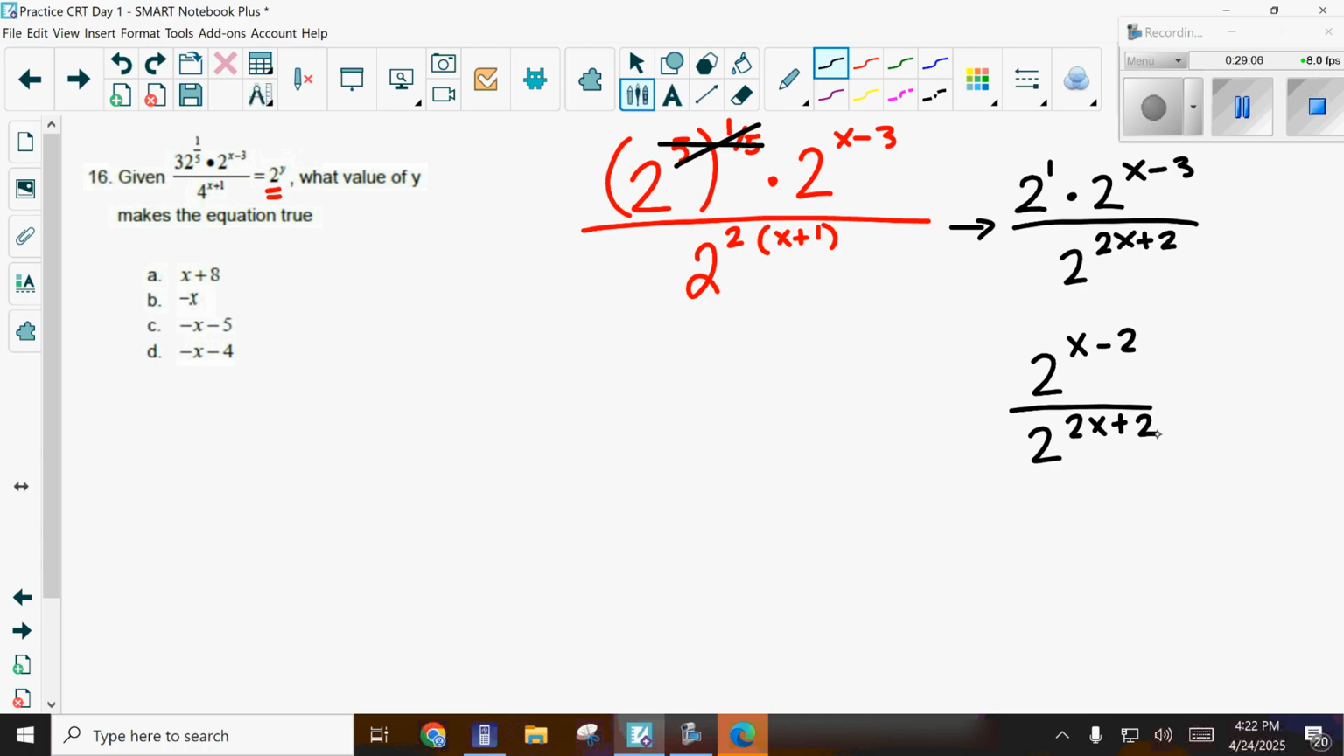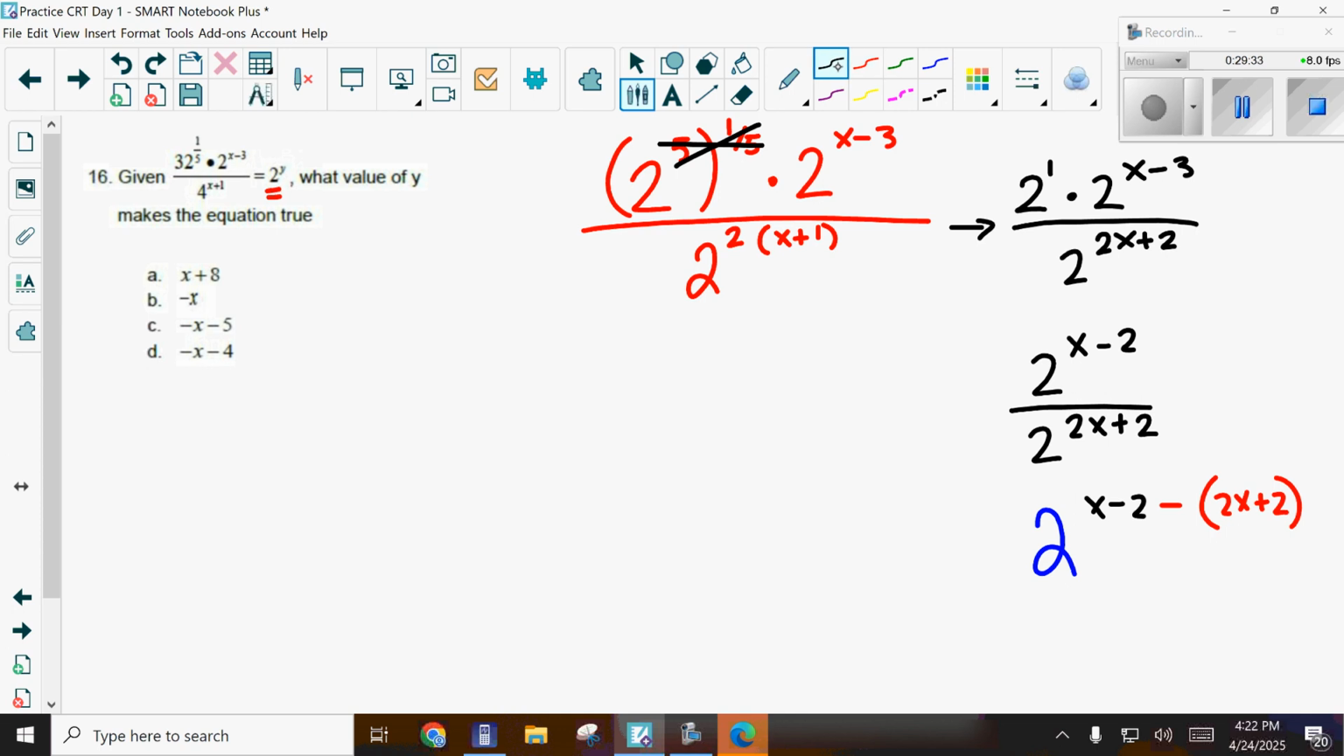Now, anytime they're on top together, they're going to add. Anytime they're on bottom together, they're going to add. But anytime they're on top of each other, they're going to subtract. So I can combine these 2's. I can put x minus 2 first, and then I have to subtract all of the stuff that was at the bottom. So 2x plus 2 goes there.